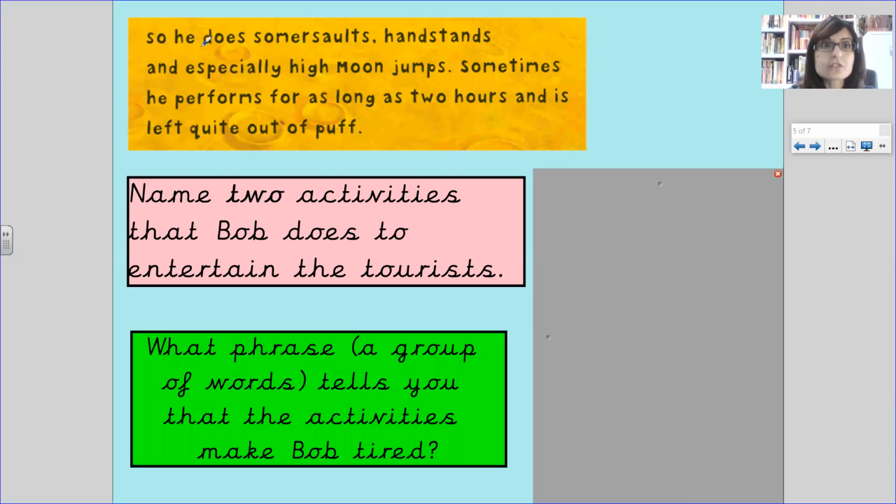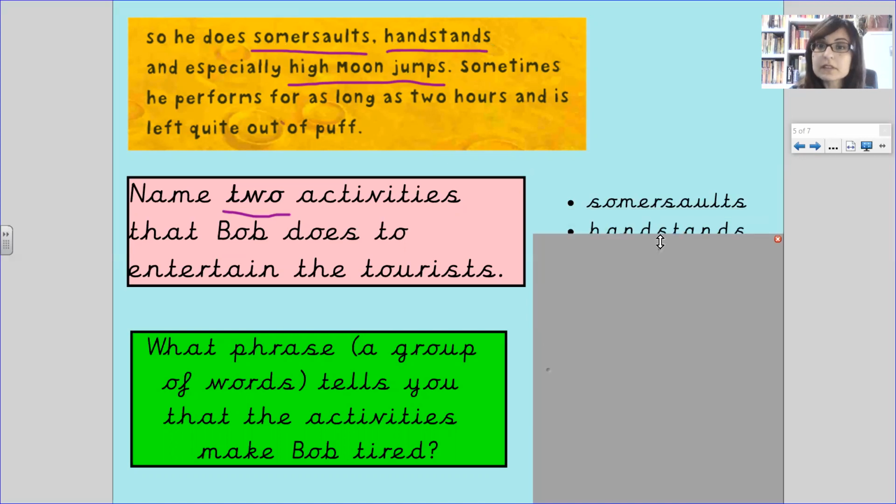the beginning. So he does somersaults, handstands, and high moon jumps. He does 3 activities, but you only need to write 2 of them. Should we check what they are? Somersaults, handstands, and high moon jumps.